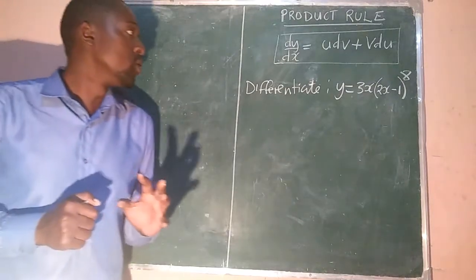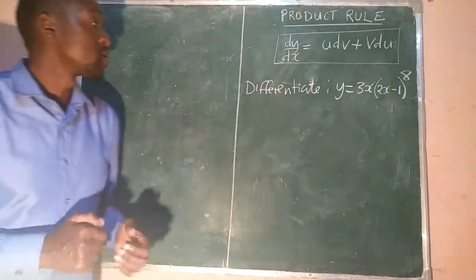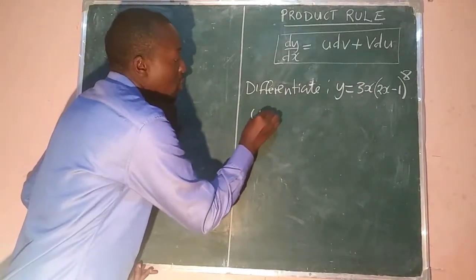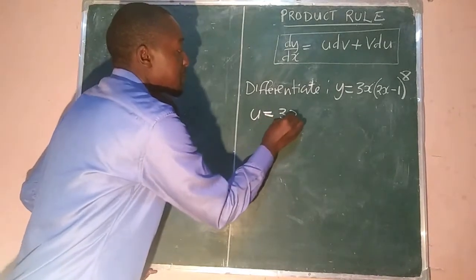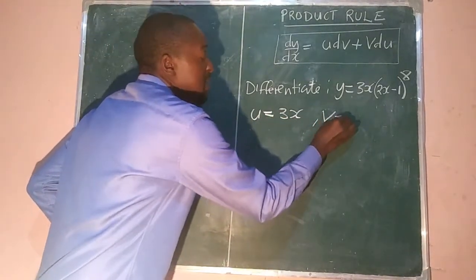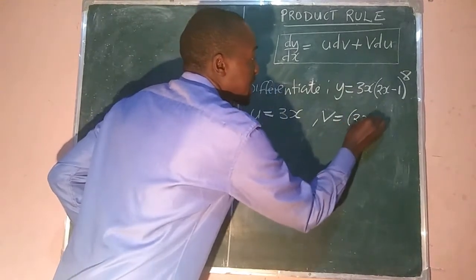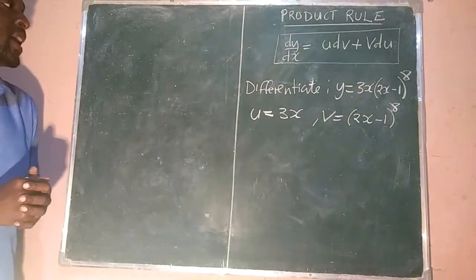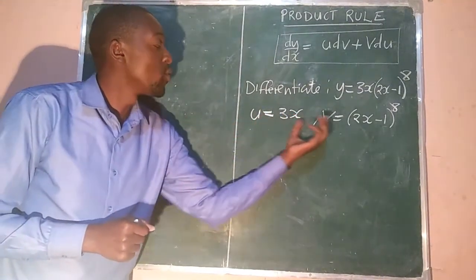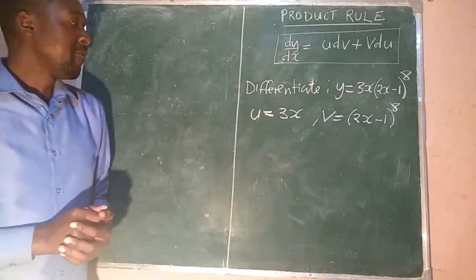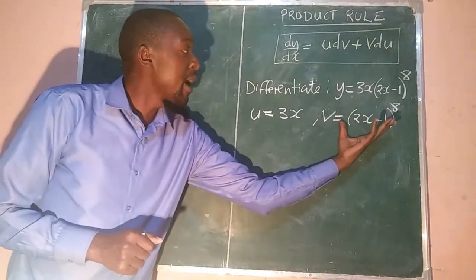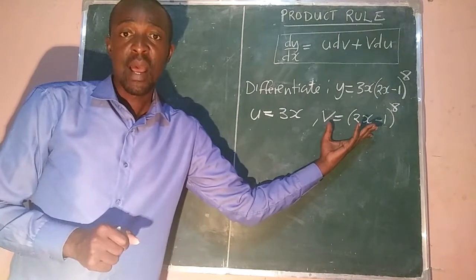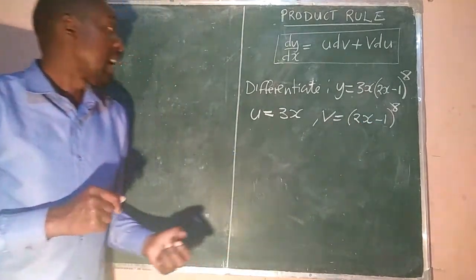The first thing that you do is to make substitutions. You are going to have u equal to 3x and v equal to (2x minus 1) to the power 8. These are the two substitutions that we make. We are going to differentiate this side and we'll also differentiate this side. If you remember very well, this function v can only be differentiated using the chain rule, which we looked at.